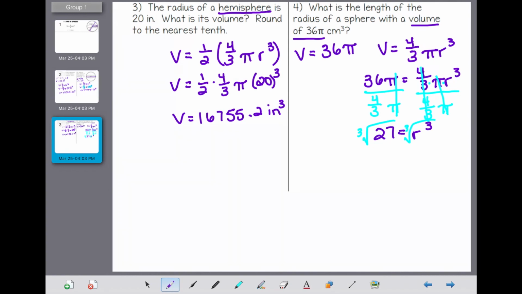When I take the cube root of 27 in my calculator, I get 3. And the cube root of r cubed is r. So my final answer is that the radius equals 3 centimeters.